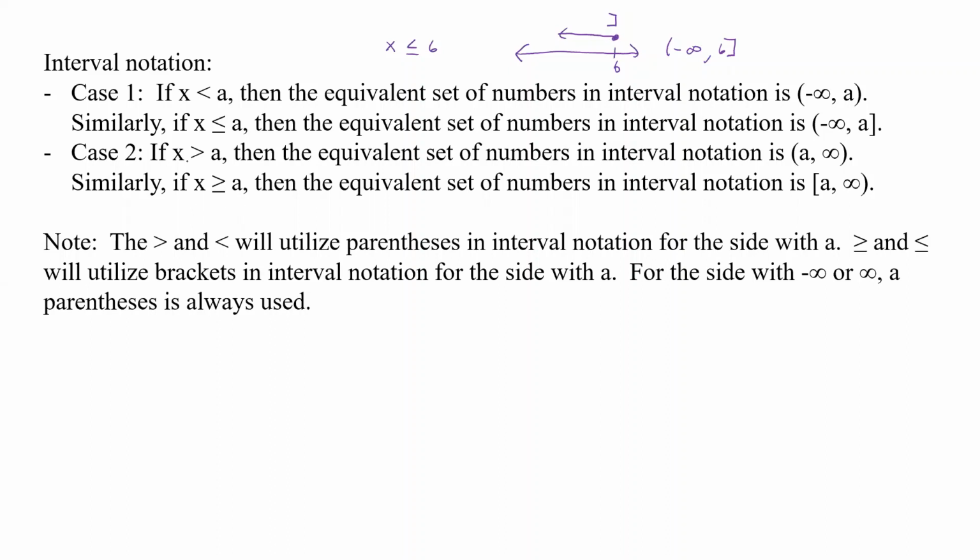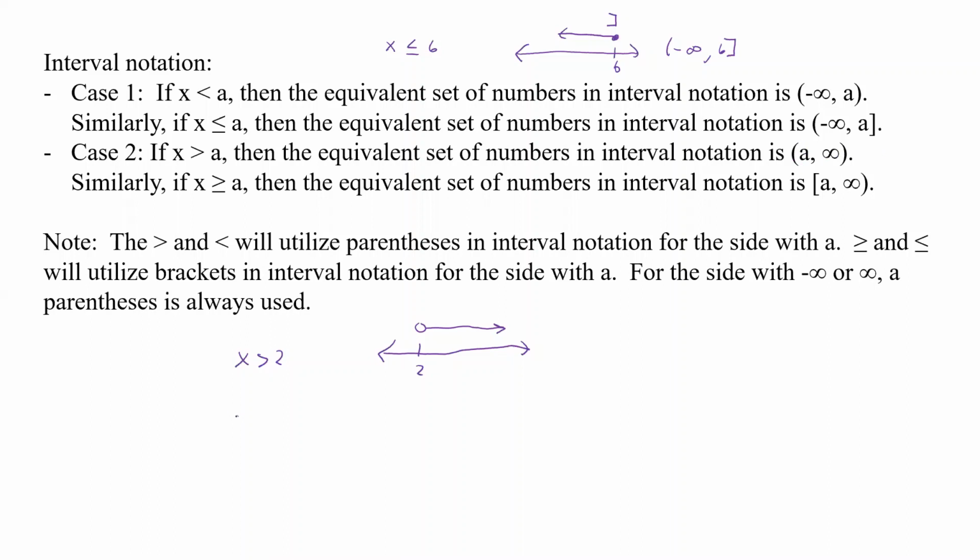Now, if we have x is greater than a, then the equivalent set of numbers in interval notation is going from a to positive infinity, and that would be something like if we had x is greater than 2. All right, well, if we look on a number line, how does that work? Well, here's our 2, and it's everything greater than that, so it's not equal to, so we have the open circle, and it's everything in that direction, so we're going from 2 to positive infinity. And so here we'd have going from parenthesis 2 to the positive infinity.